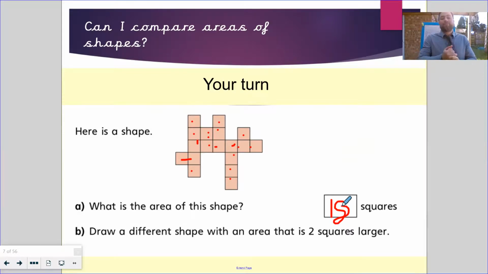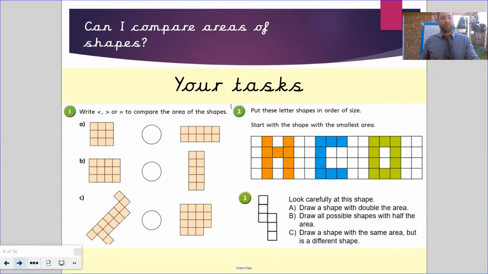Now, if you put one that's 2 squares more, you could maybe have added a square here and maybe added a square underneath that one as well. So you're adding 2 squares, so your shape then has an area of 20. So when I look at your work on Tapestry, I'll be checking to see that your shape has 20 squares. You can use the whiteboard for that piece of work.